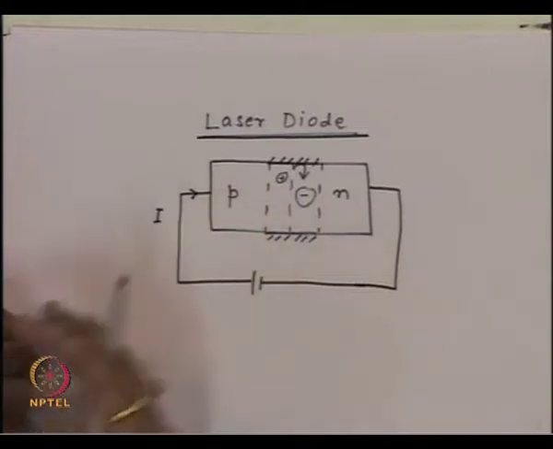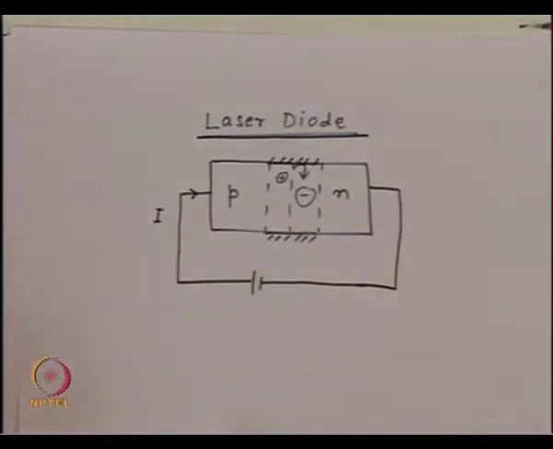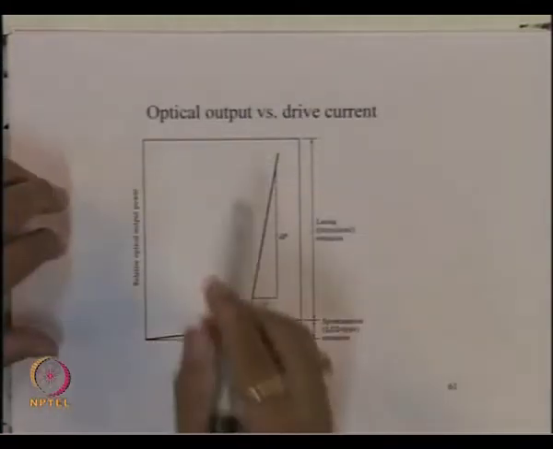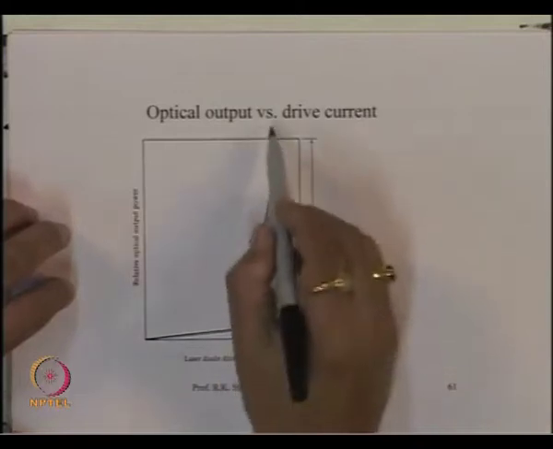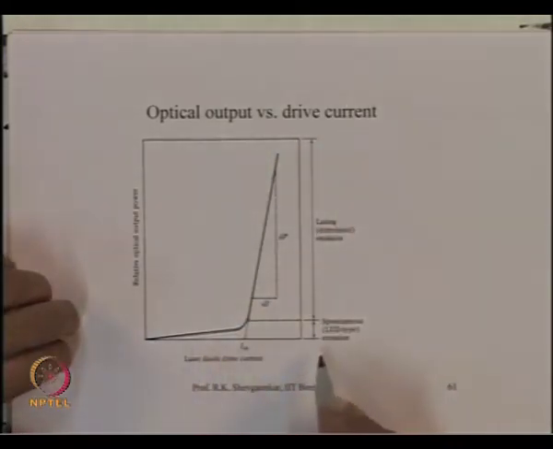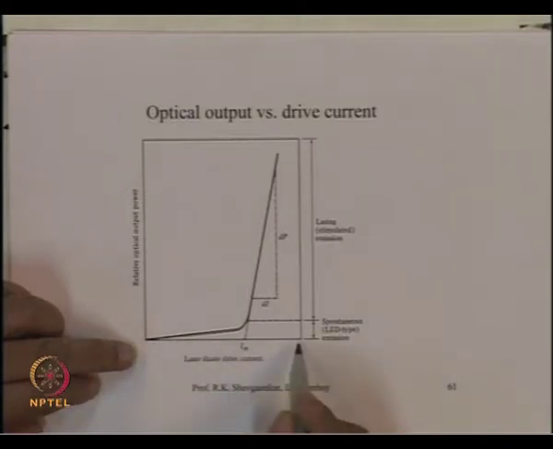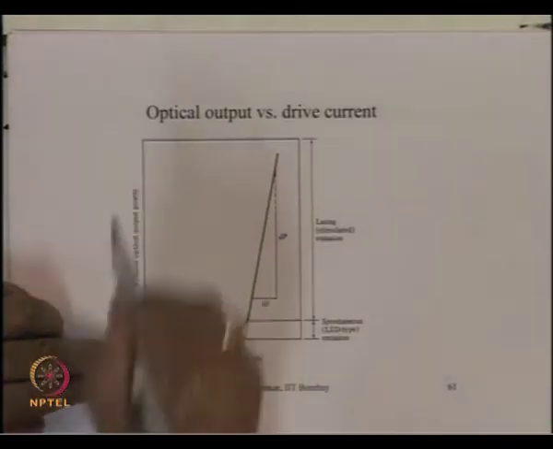This current I. So, we can get what is called the output characteristic of the laser diode, which will look something like this. So, we can have what is called the optical output versus the drive current, which is the current flowing inside the laser diode. I am plotting here the current, and here we have optical power.